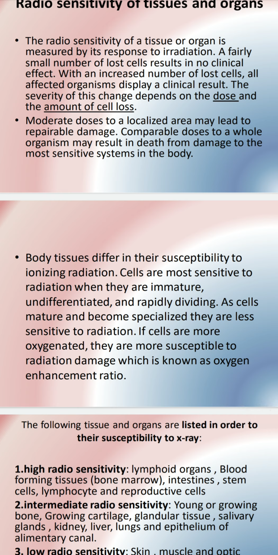Body tissues differ in their susceptibility to ionizing radiation. Cells are most sensitive to radiation when they are immature, undifferentiated, and rapidly dividing. As cells mature and become specialized, they are less sensitive to radiation. If cells are more oxygenated, they are more susceptible to radiation damage, which is known as the oxygen enhancement ratio.